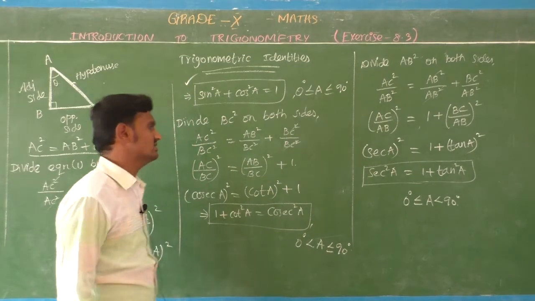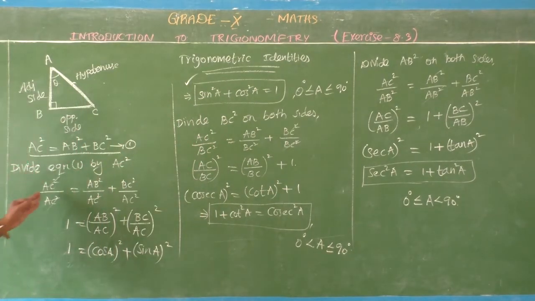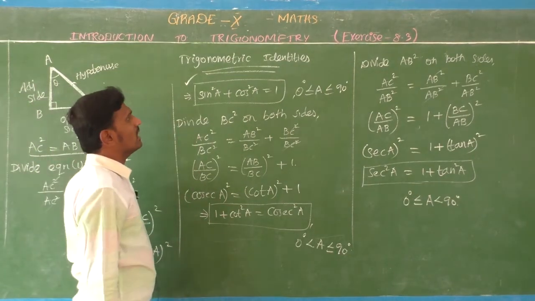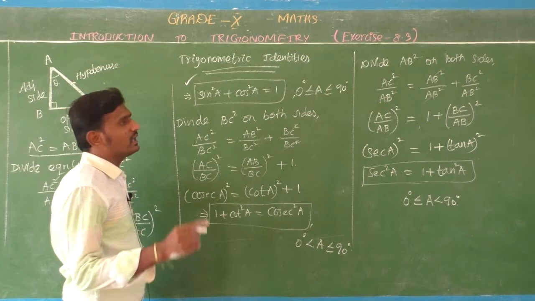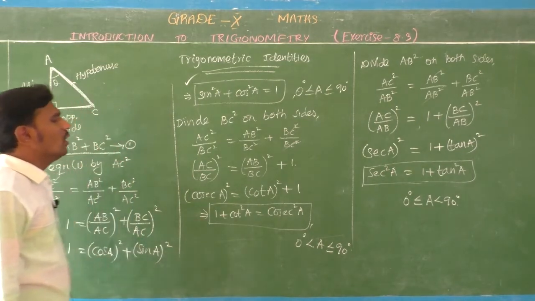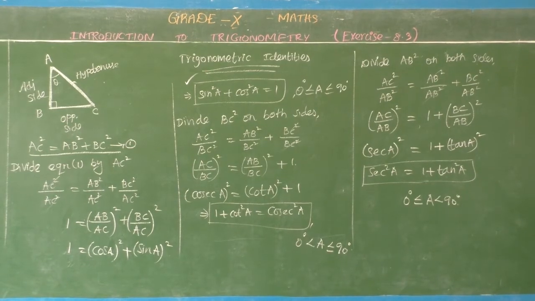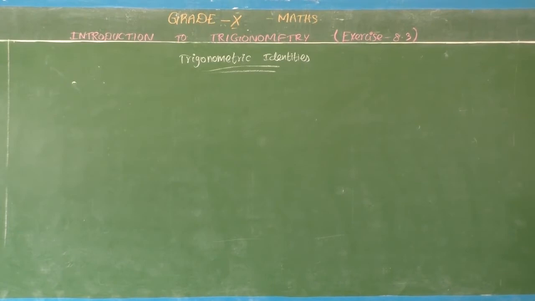Okay, students? Yes, now. So totally how many identities have we studied now? First identity is sin square theta plus cos square theta equal to 1. Then second, 1 plus cot square theta equal to cosecant square theta. Then third, secant square theta equal to 1 plus tan square theta. So students, now what are the three identities?